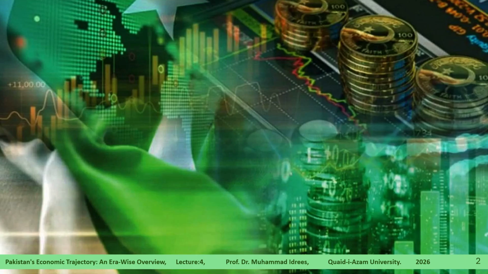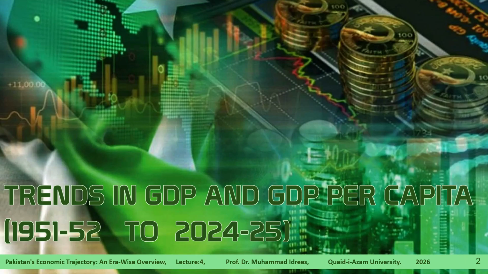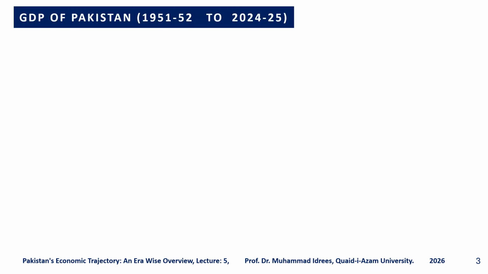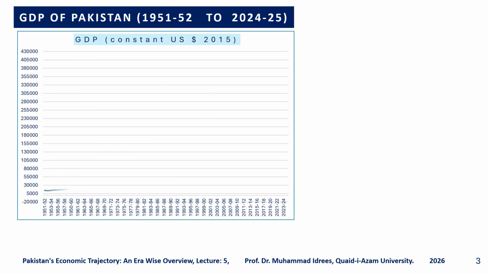So in this particular lecture, our focus will be on trends in GDP and GDP per capita from 1951 to 2024-25. GDP of Pakistan. This graph is explaining the trends in GDP of Pakistan from 1951-52 to 2024-25. If we look at this graph, then in general we have an overall upward rising trend in GDP of Pakistan.